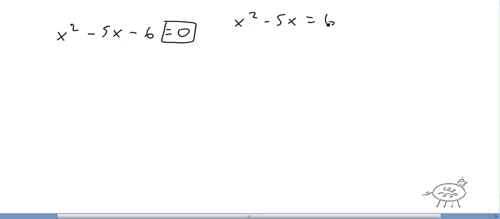If I have x squared minus 5x minus 6 equals 0. A couple of key things here. First of all, when you solve this, it has to equal 0. Let's say my problem started out as x squared minus 5x is equal to 6. The first thing you got to do is subtract 6. You've got to get it equal to 0.